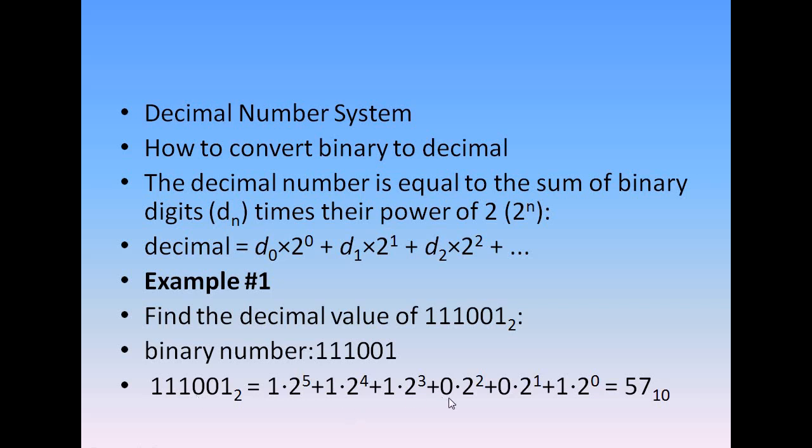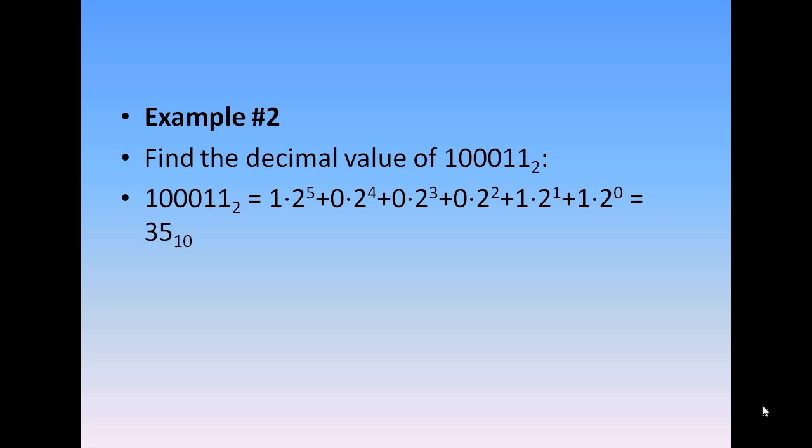Next 0 is multiplied by 2 raised to power 2. Next digit in the given number is 1. This digit is multiplied by 2 raised to power 3. Then next number 1 into 2 raised to power 4. Next number 1 into 2 raised to power 5. On solving this we get 57. We write 57 to the base 10, meaning that it is decimal number system.